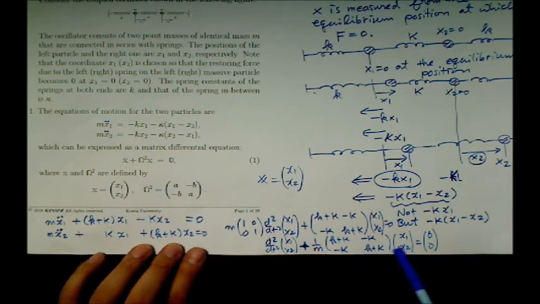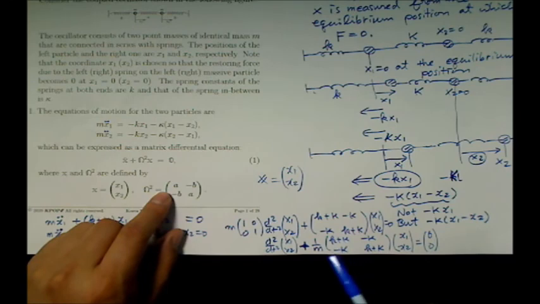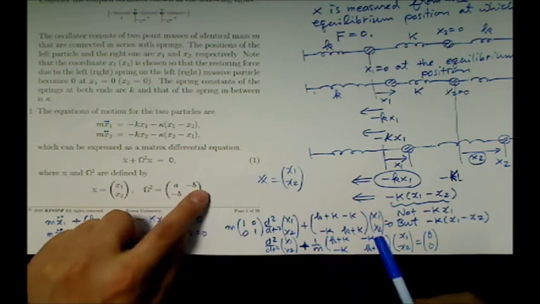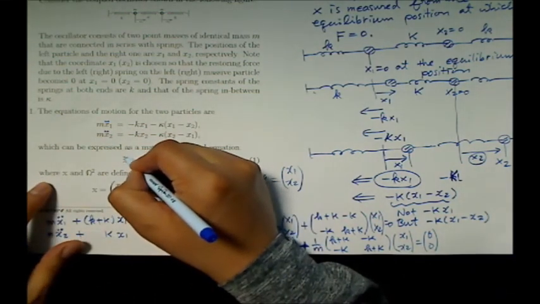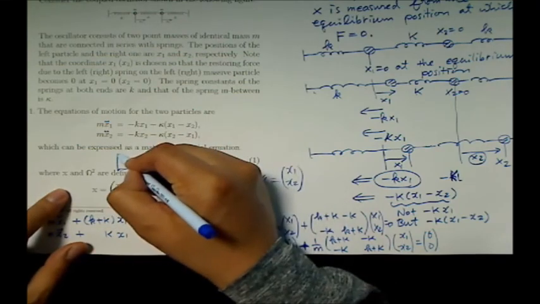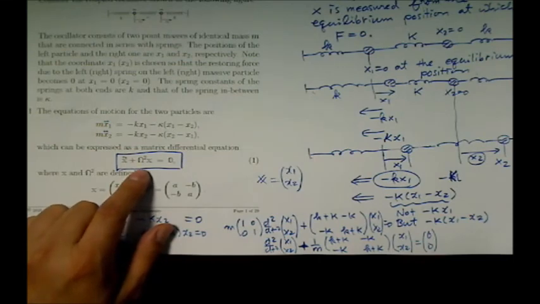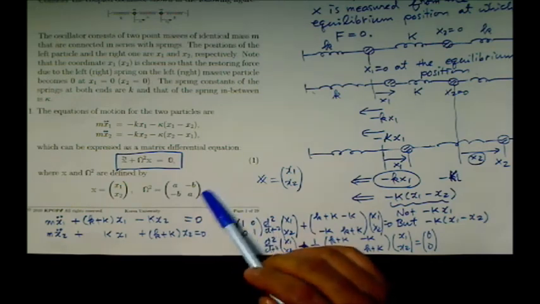For simplicity, we re-express k plus kappa over m to be a, and kappa over m to be b. And the equation of motion becomes, in a compact form, double time derivative of column vector x plus omega square x equals 0, where omega square is this one.